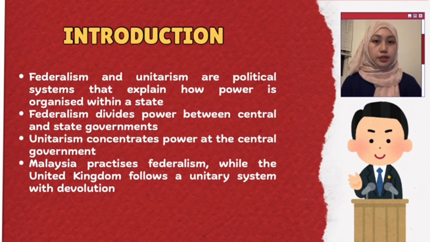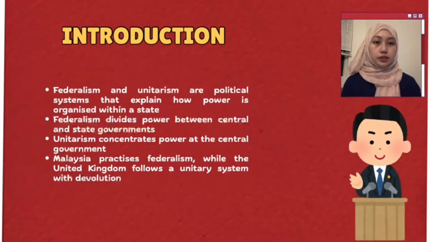For this part, I will explain the analysis of federalism versus unitarism. Federalism and unitarism are systems that explain how power is organized in a country. Federalism shares power between the central and state governments, while unitarism concentrates power at the central level. Malaysia and the United Kingdom are chosen because they use different systems, which makes them suitable for comparison.